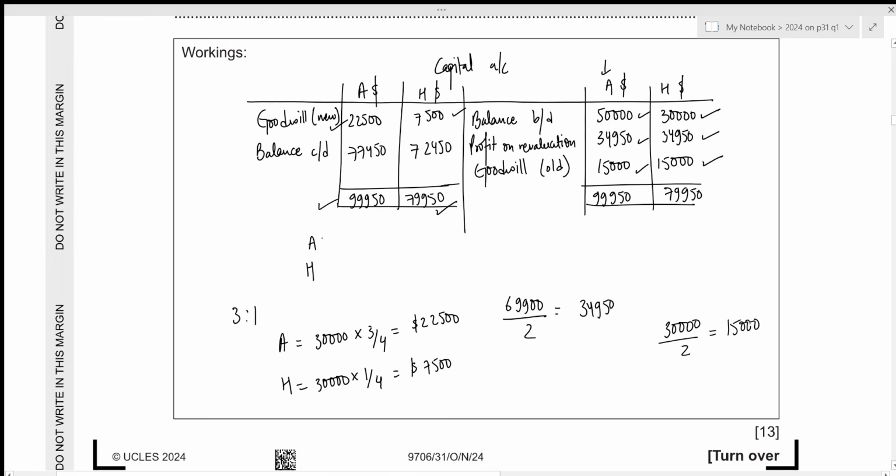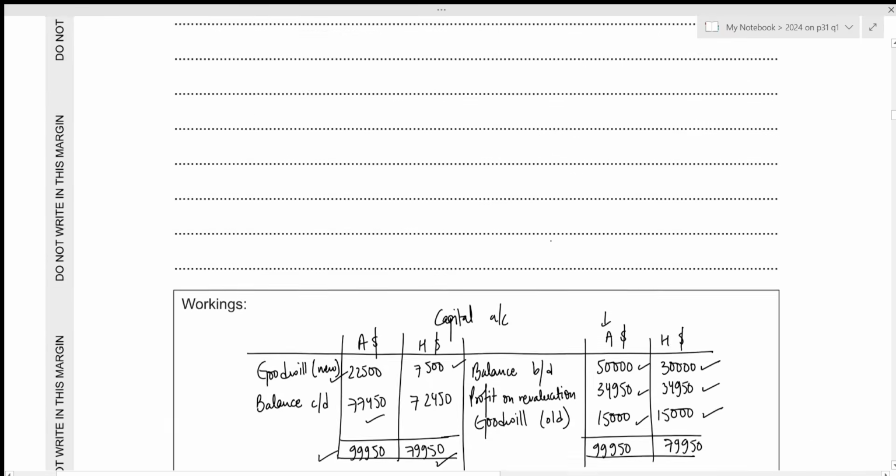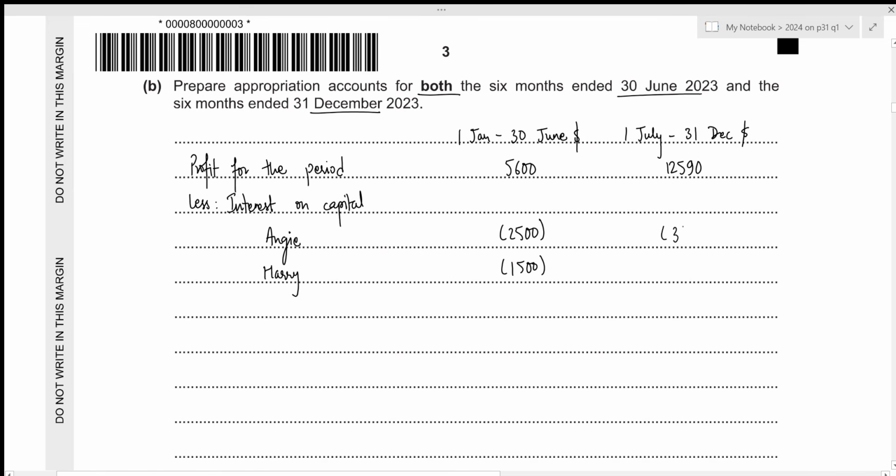Now remember that interest on capital is at the rate of 10%. So for Angie and Harry, for the second half of the year, the interest will be 77,450 times 10% times 6 by 12, which results in the value of 3,872.5. And for Harry, that will be 72,450 times 10% times 6 by 12. Which results in the value of 3,622.5. Let's write it down. So 3,872.5, 3,622.5. Now we need to subtract the salary.